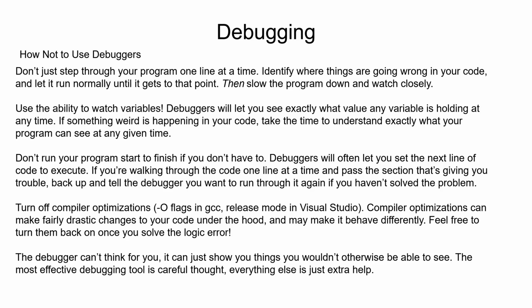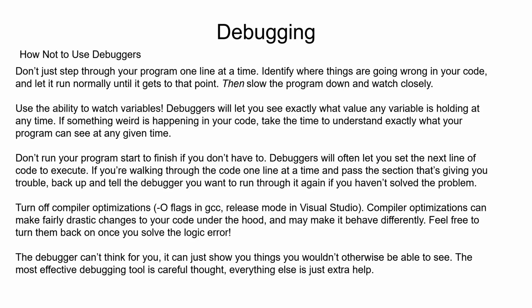Use the ability to watch variables. More helpful than just watching your code run one line at a time is the ability to query the value of any variable that's in scope. And a lot of debuggers will even let you modify those variables while the code is running. If something weird's happening, take the time to understand exactly what values are being held in memory, and that will probably give you a hint as to what's going wrong.